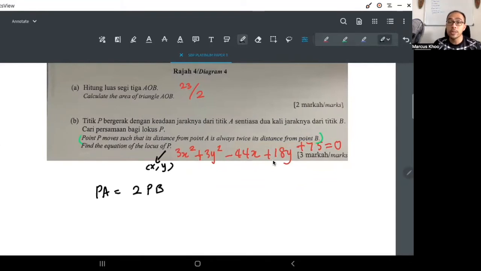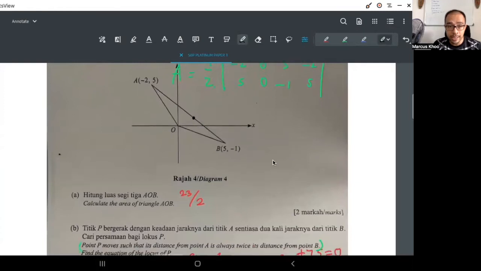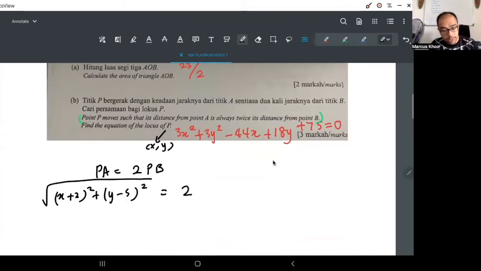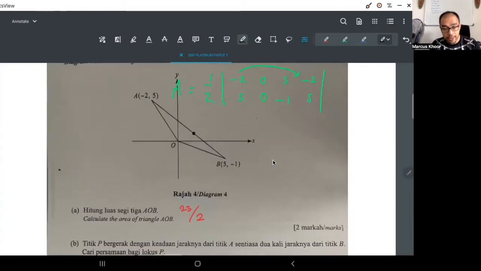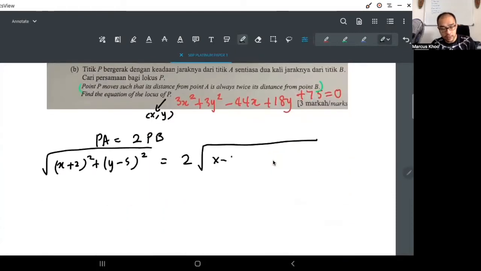Okay, and then we use the distance formula to help us with this lah. Okay, so if A is -2 and 5, so square root of X plus 2 squared plus Y minus 5 squared equals to 2 square root. Okay, PB, B is 5 and -1. Okay, so X minus 5 squared plus Y plus 1 squared.